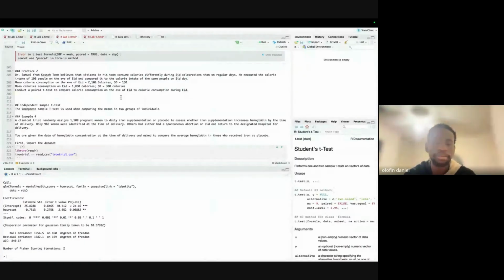So what independent sample t-test does is that it compares two groups of individuals. When we're talking about paired sample t-test, we have two groups, but the two groups are still the same group at different points in time. But this is two entirely different groups; they don't have any correlation.